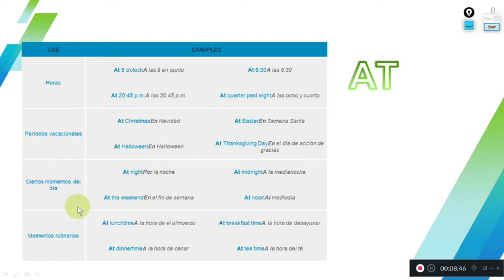En lo que se refiere a los momentos del día, indirectamente nos está dando horas. Por ejemplo, cuando decimos at midnight, medianoche, ¿qué hora es? Son las 12, ¿correcto? Muy bien.